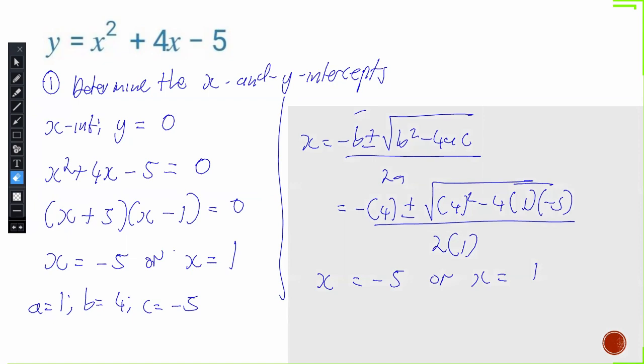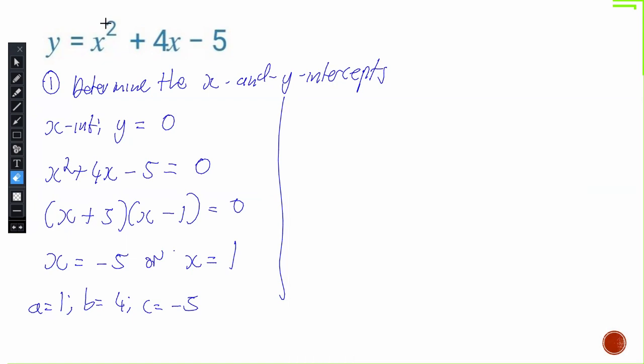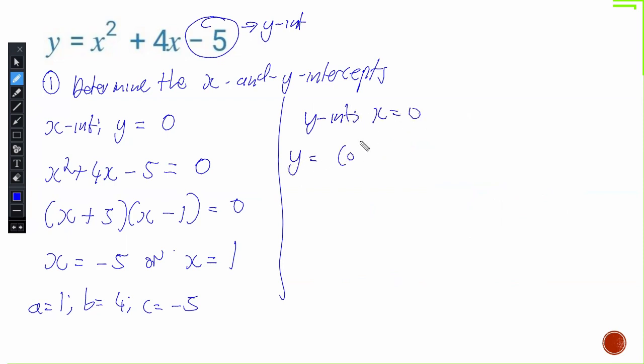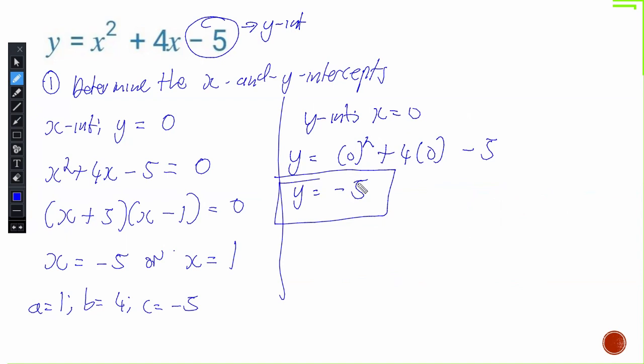If you want the y-intercept, it's just simple, guys. Remember, we've talked about this. This here represents the y-intercept. So if you're looking for the y-intercept, you just need to know the y-intercept is when x is equal to 0. This is similar to just substituting 0 wherever you see x here. So obviously, this will be 0, this will be 0, and y is equal to -5. So for the y-intercept, you can simply say y is equal to -5, because as you can see, it's right there.